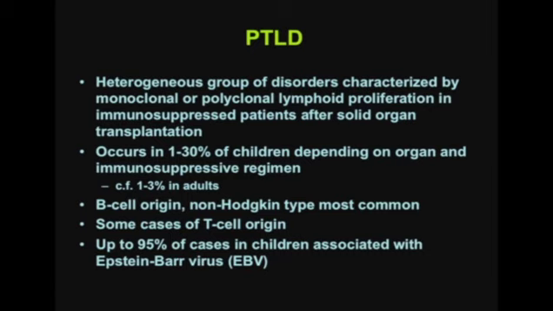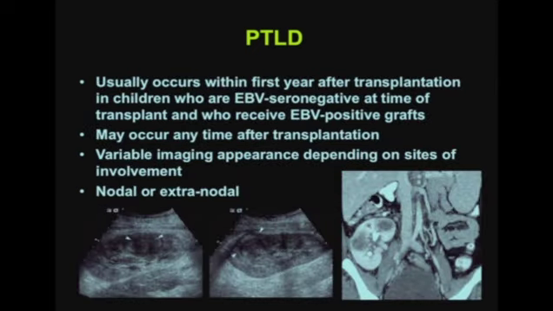PTLD is usually of B-cell origin and of non-Hodgkin type. Some cases are T-cell in origin, and up to 95% of cases in children are associated with the Epstein-Barr virus. So PTLD usually occurs within the first year after transplantation in children who are EBV seronegative at the time of transplant and who receive EBV positive grafts.